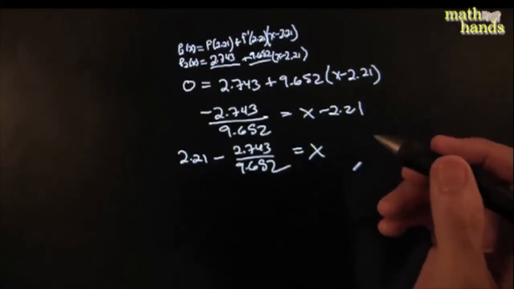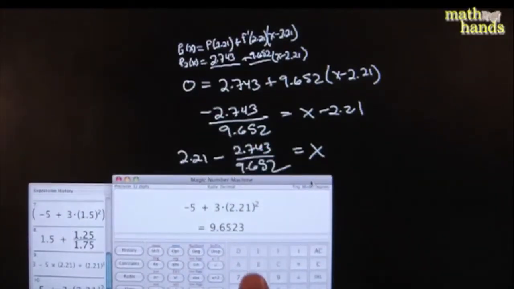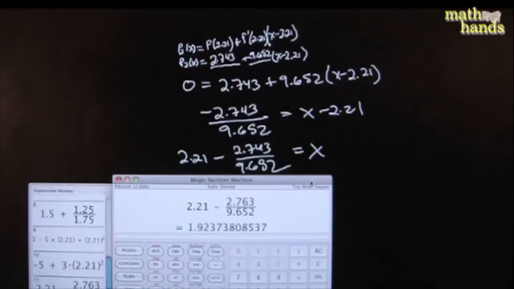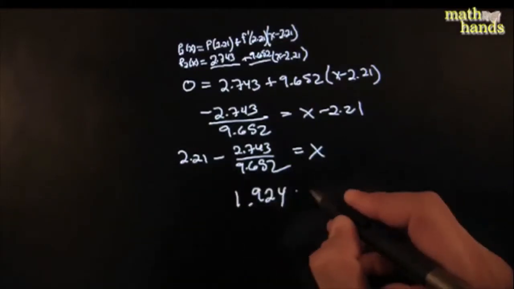Now what is that now? Oh my goodness. Let's bring back a little magic calculator here. Let me think. This part makes me nervous. 2.21 minus 2.743 divided by 9.652. Bam. I get 1.924 approximately. That's my x.